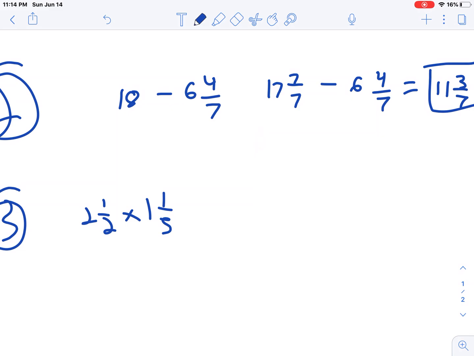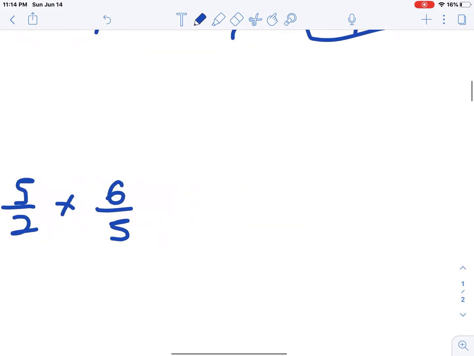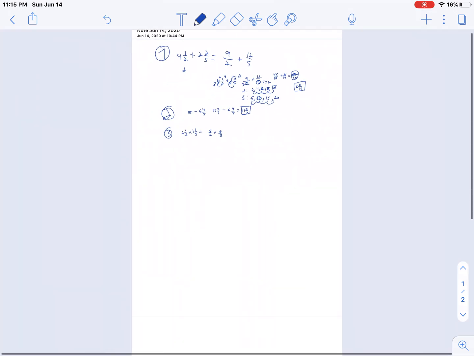Okay, so to start it, we have to make this an improper fraction. I am super sorry. So we have to start it like so: 5, and just keep it 2, times 6 and 5. Sorry, I messed it up right there. Alright, so now what we have to do is, once again, find the common denominators.